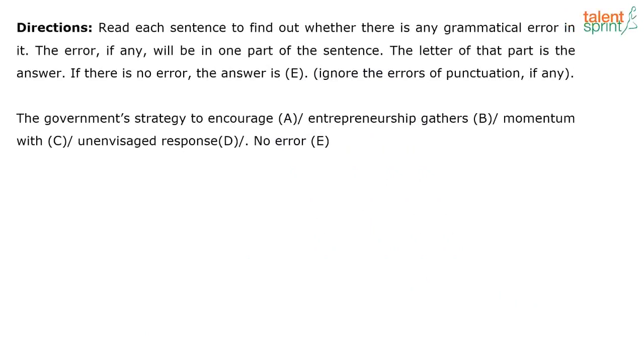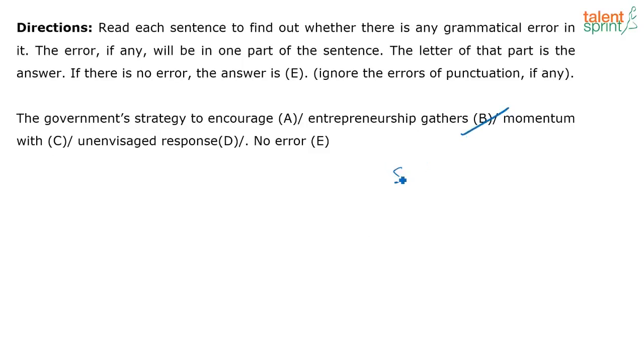The government's strategy to encourage entrepreneurship gathers momentum with unenvisaged response. So now where do you think the error is? So here the error actually is an error that we usually overlook, right? The context meaning is fine. In terms of construction, everything is fine, but the error is in part B. Did you identify the error?